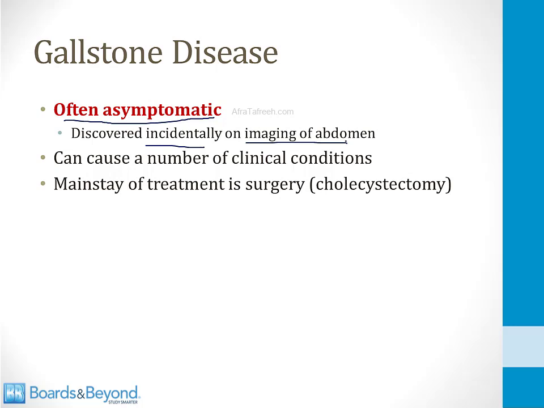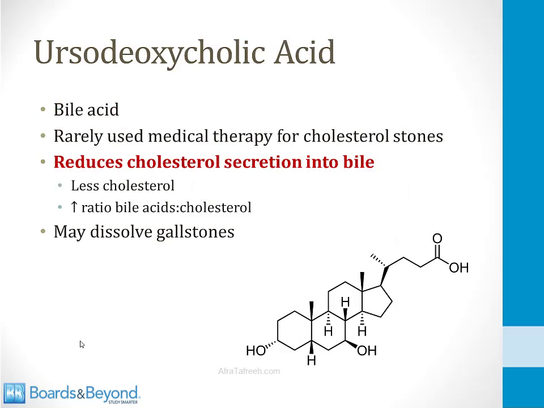When gallstones do cause symptoms, there are a number of different clinical conditions that can result, and we'll talk about all of these in the next few slides. And the mainstay of treatment for all of them is surgical removal of the gallbladder. That's called a cholecystectomy. When you take away the gallbladder, the body is still able to absorb fats, but you remove much of the bile, which is the source of the bilirubin and cholesterol that leads to gallstones, and therefore gallstones don't occur. There is one medical therapy for gallstone disease.